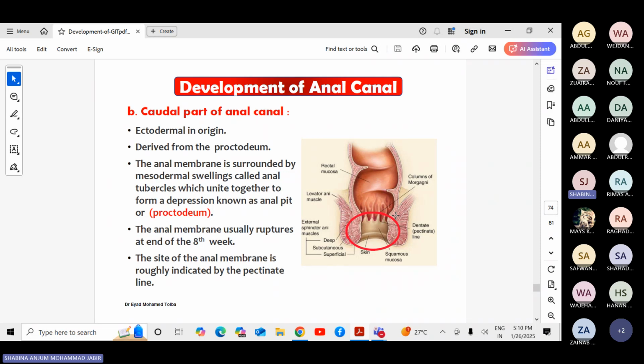So here we have the pectinate line. The pectinate line lies between the ectodermal and endodermal origin of the anal canal. Above the pectinate line, the area is endodermal in origin. Below the pectinate line, the area is ectodermal in origin. So always remember the pectinate line, which represents the site of the anal membrane.